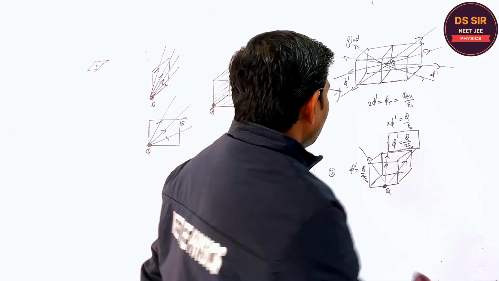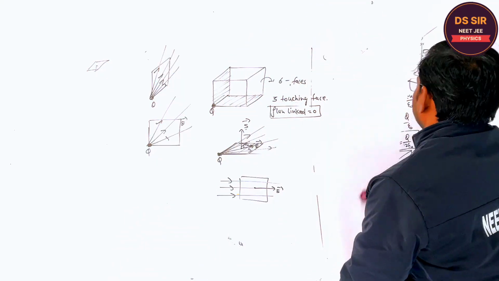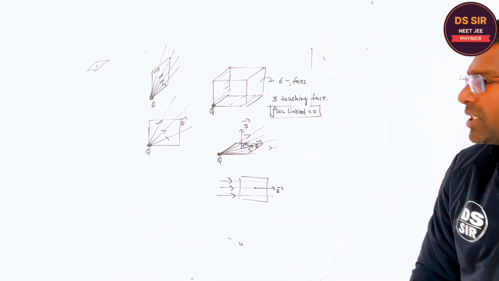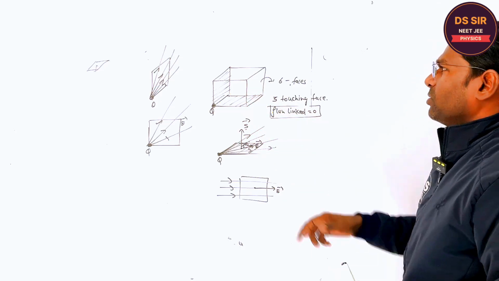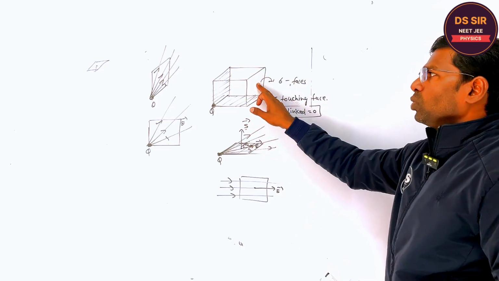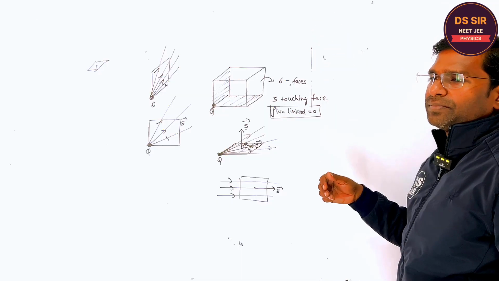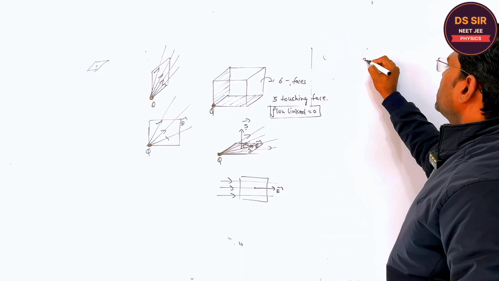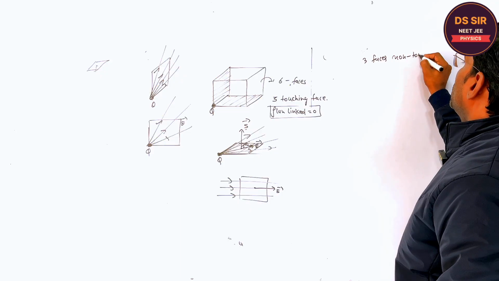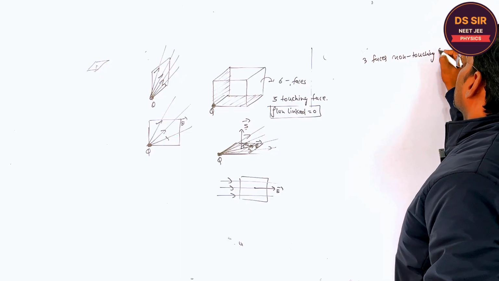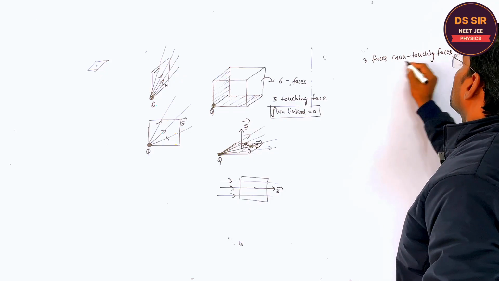Yes. Now if you consider the remaining faces, how many faces are remaining? 3. 1, 2 and the behind one. And these 3 faces are non-touching faces. Is it clear or not?